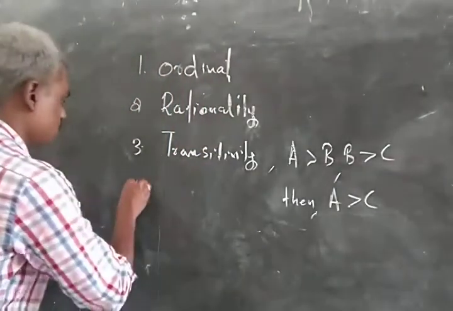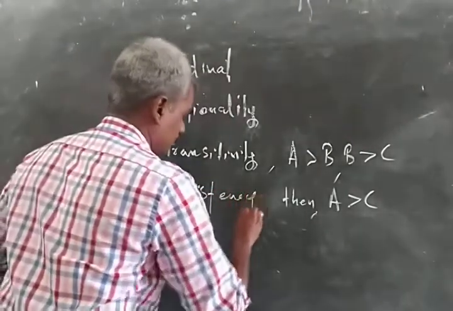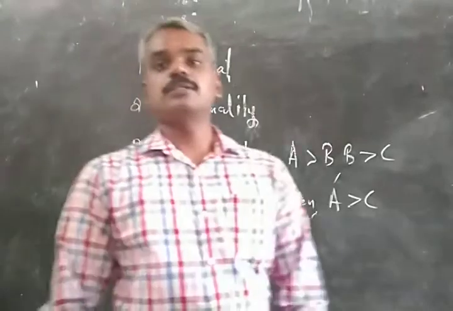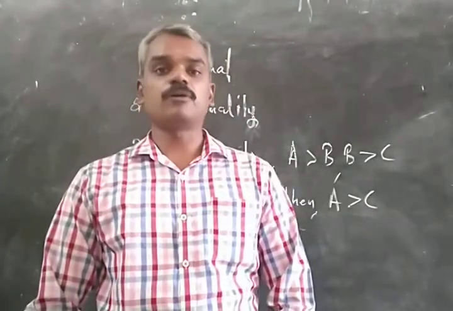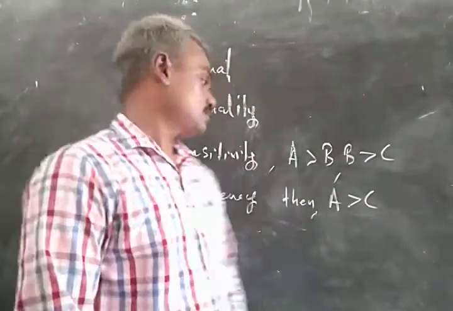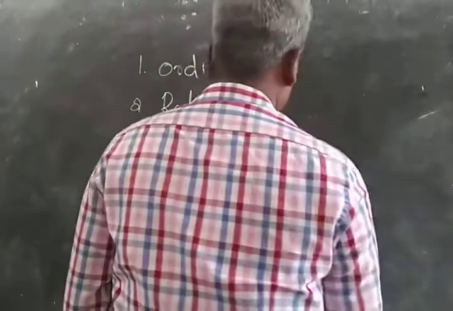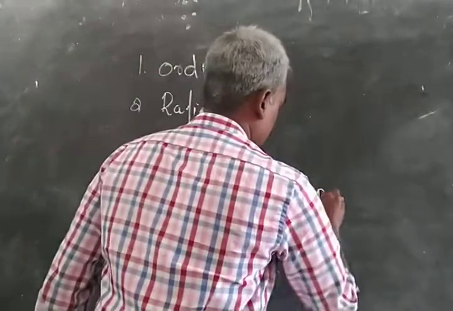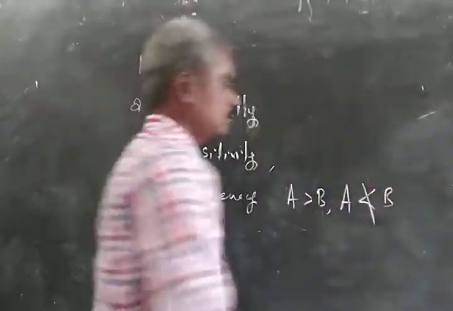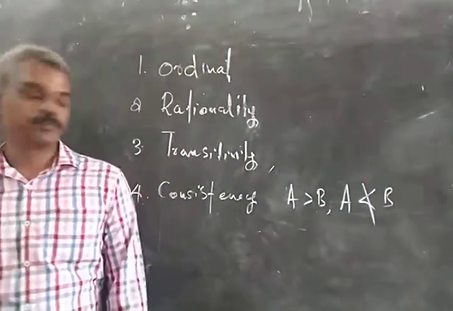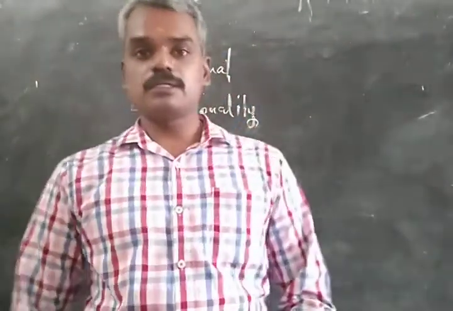And the fourth assumption is consistency in choice. Consistency says that if he prefers a certain combination at one particular period of time, that is, if he prefers combination A to B, then he cannot prefer combination B to A in another period of time. This is the meaning of the assumption of consistency.